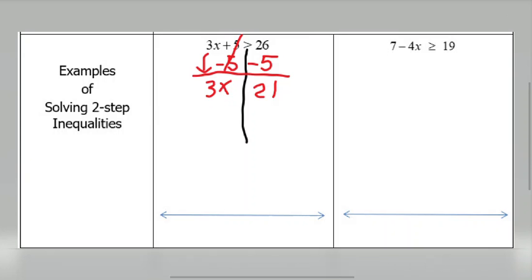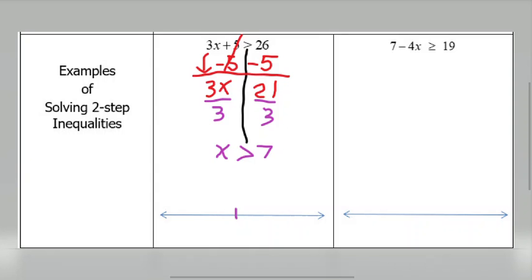So what's the opposite of multiply? Well, the opposite of multiplying something is dividing. So I divide by 3, and whatever I do to one side, I have to do to the other side. So that leaves me with x, and 21 divided by 3 is 7. And I divided it by a positive, so my sign stays the same, right?